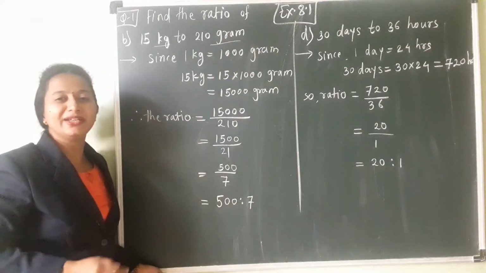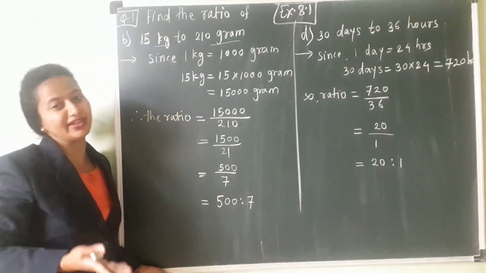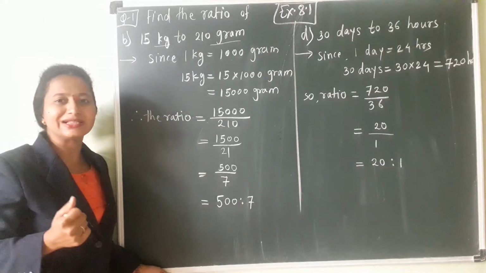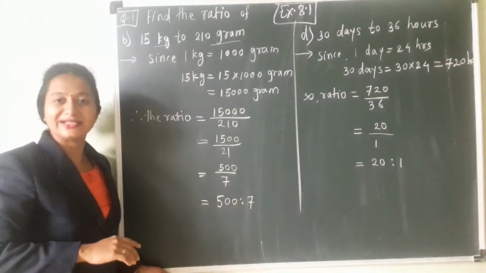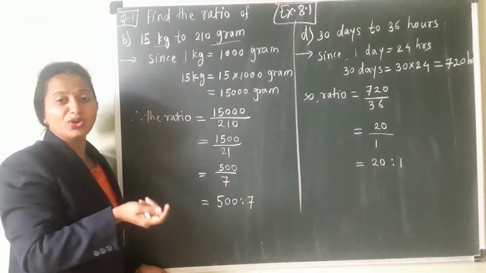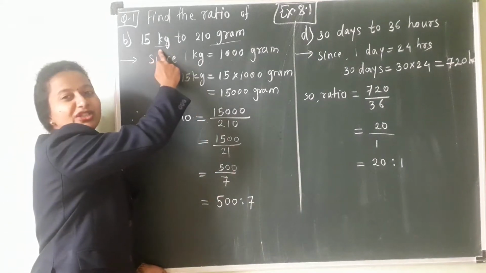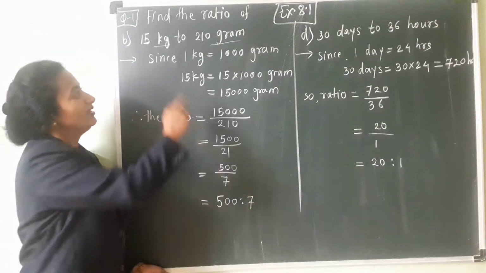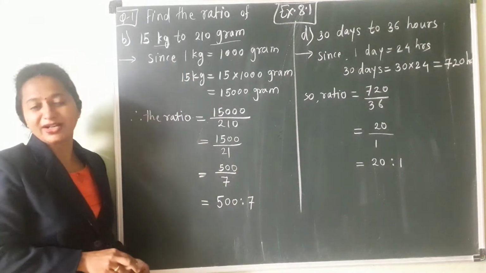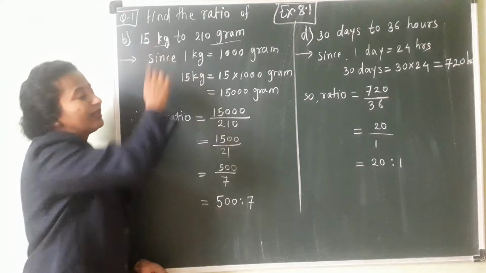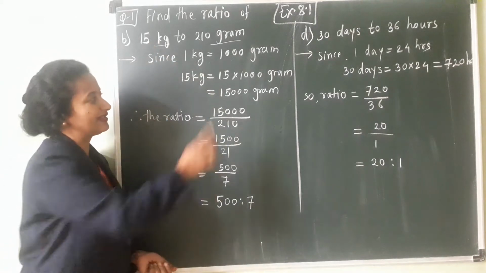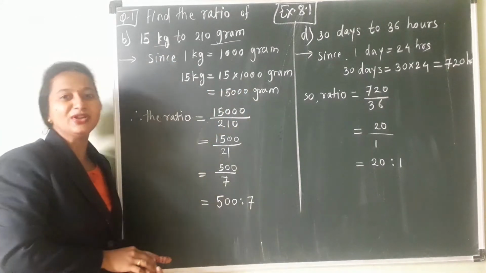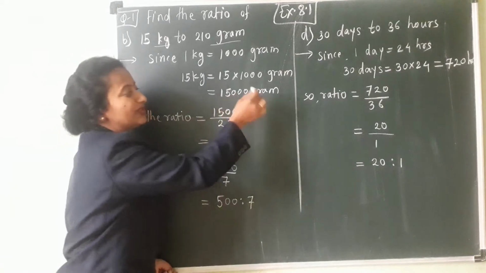As I told you earlier, while finding the ratio between two quantities, the unit should be the same. So we have two options: either we convert kg into gram or gram into kg. We have to make them equal. Since 1 kg is equal to 1000 gram, everyone knows, 15 kg is equal to how much gram? Obviously 15 multiplied by 1000 gram. So it will be 15,000 gram.